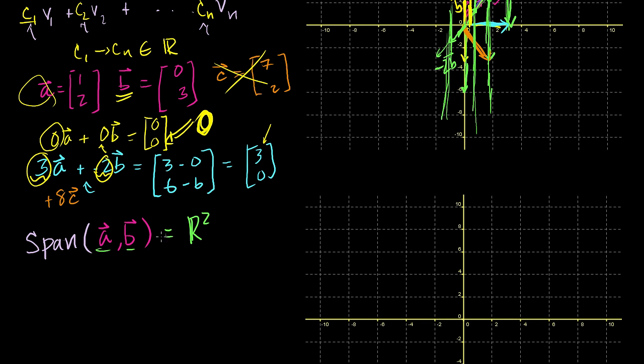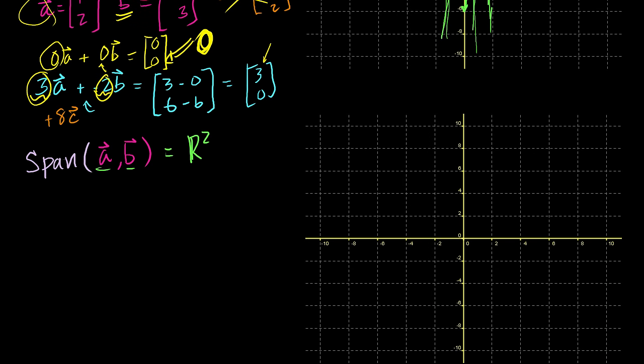And you're like, hey, can't I do that with any two vectors? Well, what if a and b were different? Let's say the vector 2, 2 was a. So a is equal to 2, 2. And let's say that b is the vector minus 2, minus 2. So b is that vector.